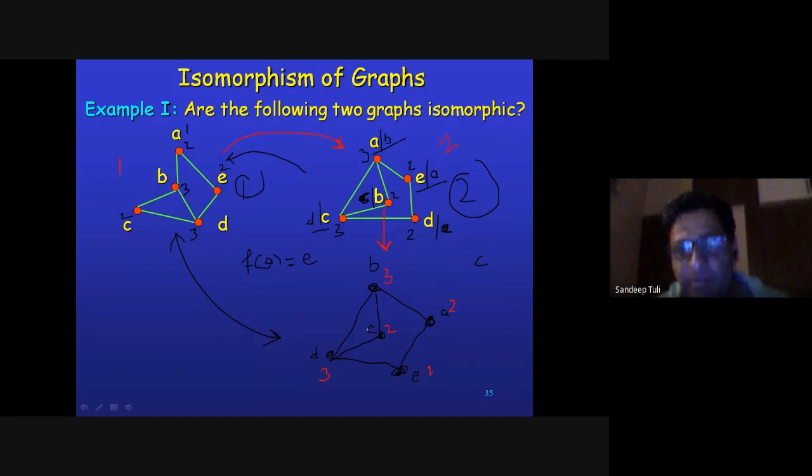So this graph that I have just generated is an intermediate graph, and it will help me to conclude whether the isomorphism is there or not.